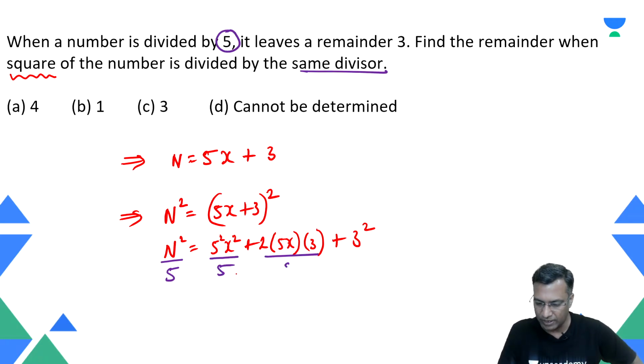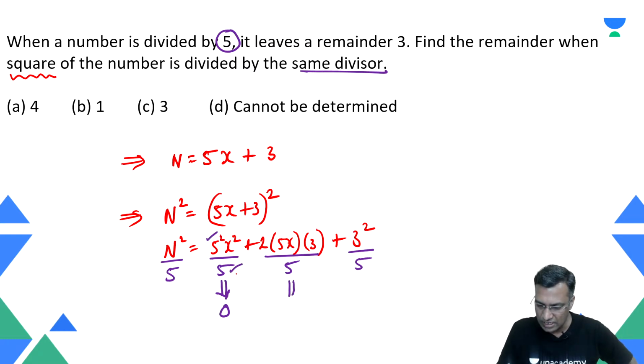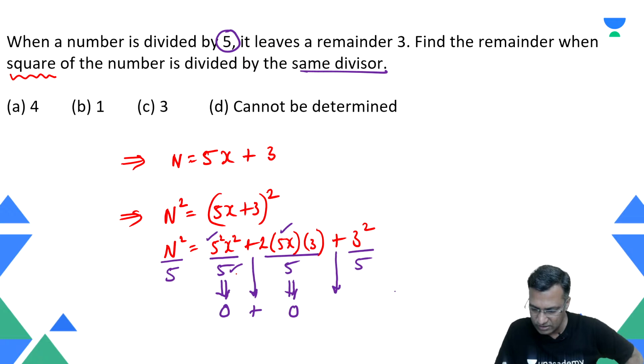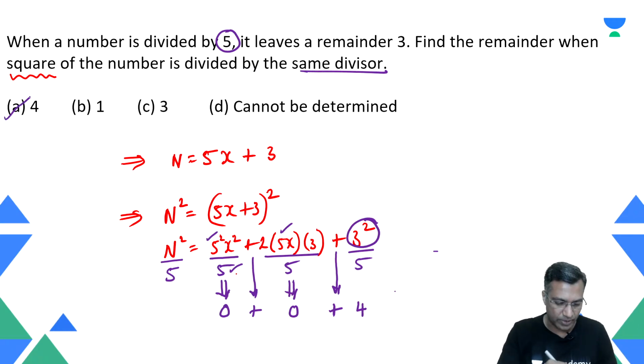Isolation technique. Divide this by 5, divide this by 5, divide this by 5. This returns a remainder of 0. Why does this return a remainder of 0? There is a 5 here, there is a 5 here. It returns a remainder of 0. What about this? This also returns a remainder of 0, because there is a 5 here, and there is a plus sign. I will continue with this. There is another plus sign. Yes. 3 square is what? 9. When 9 is divided by 5, what is the remainder? 4 is the remainder, which becomes my answer.